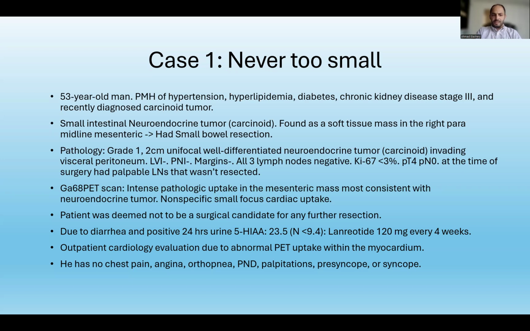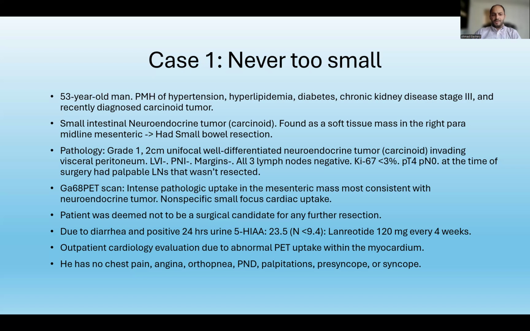The patient had a PET CT using gallium that showed intense pathologic uptake in the mesenteric mass, most consistent with neuroendocrine tumor, and this is post-surgical. The case was revisited with the surgeon. The surgeon said he's not able to do any further surgery at this time. But because the PET showed a focus with cardiac uptake, the patient was referred to cardiology.